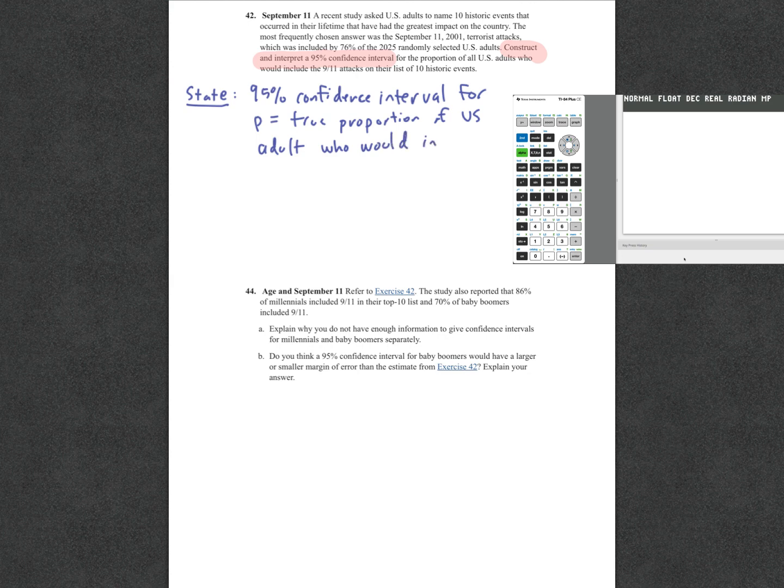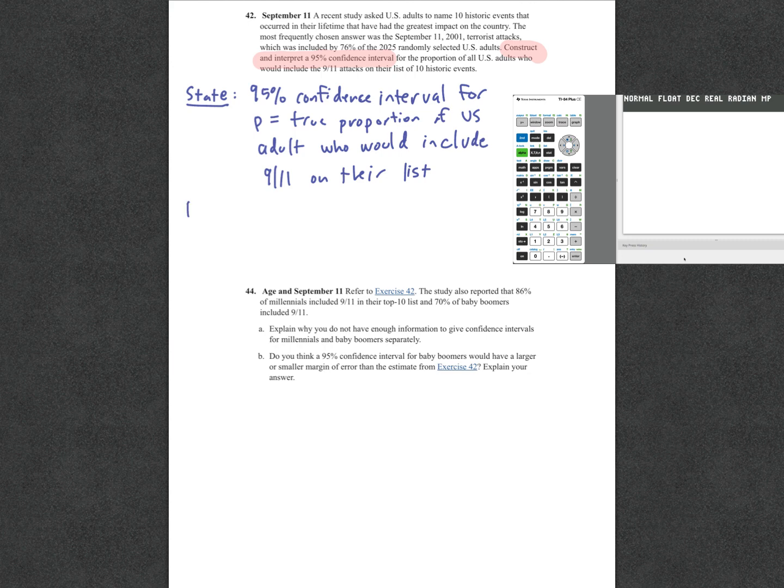who include 9/11 on their list. I'll just say their list of historical events. I'll just say list. So that's the state part. We stated the confidence level and described what the parameter is that we're trying to capture in our confidence interval.